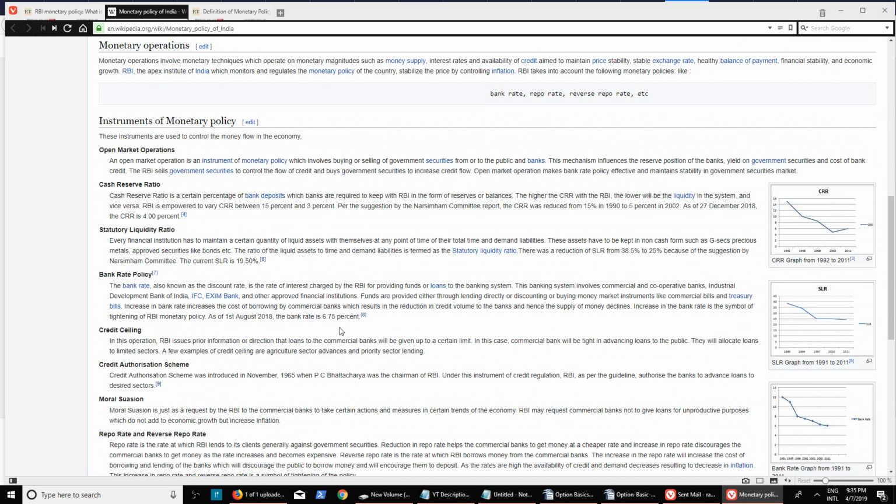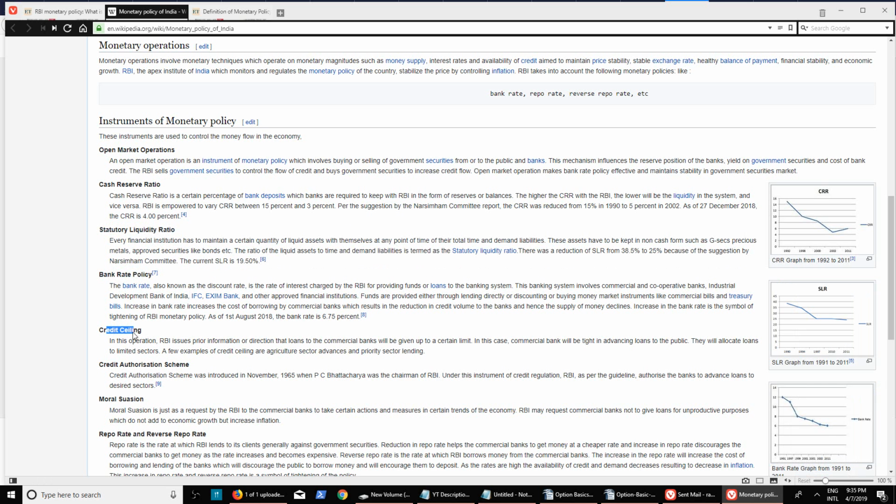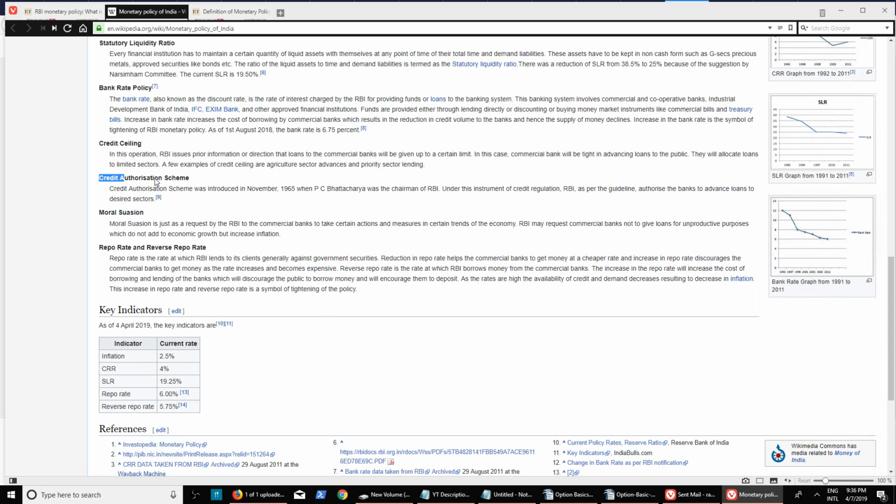What you need to know here is, these are the instruments which are used to control the money flow in the economy: open market operations, cash reserve ratio, statutory liquidity ratio, bank rate policy, credit ceiling, credit authorization scheme, moral suasion, repo rate, and reverse repo rate.